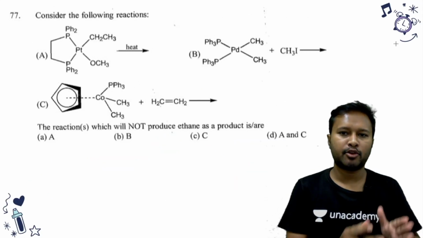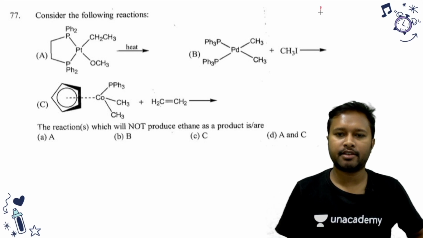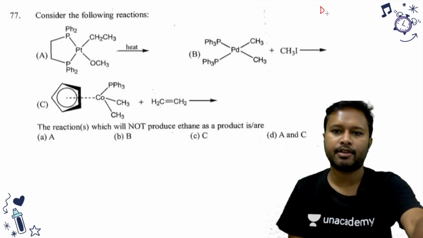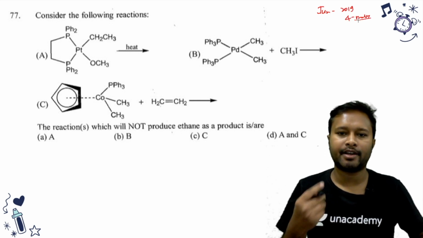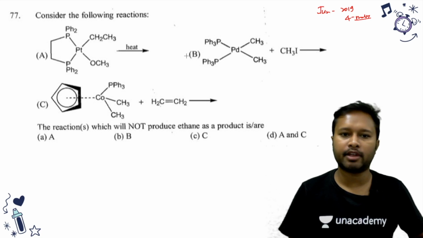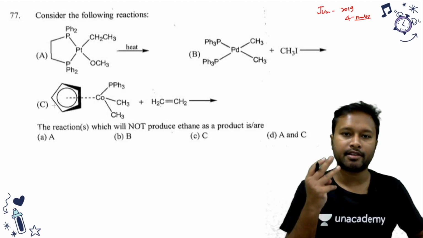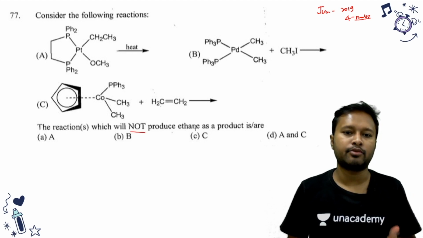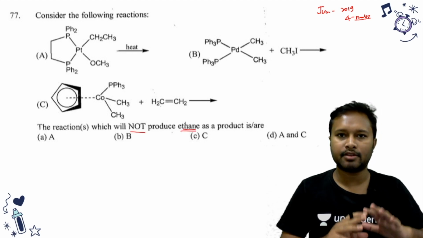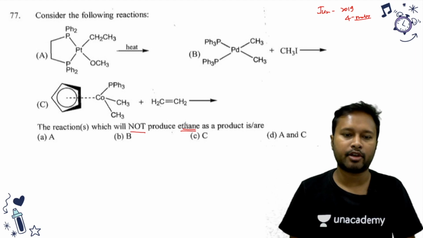Alright guys, let's look at this particular question. This was again asked in the CSIR June 2019 exam, and it was asked for 4 marks. So let's look at how to solve this. It says consider the following reactions: A, B, C. These are the 3 reactions given. It says the reaction which will not produce ethane as a product. So where you're not going to get ethane as the product.